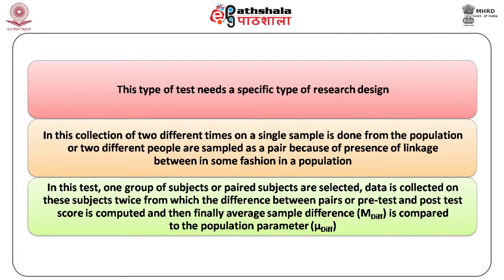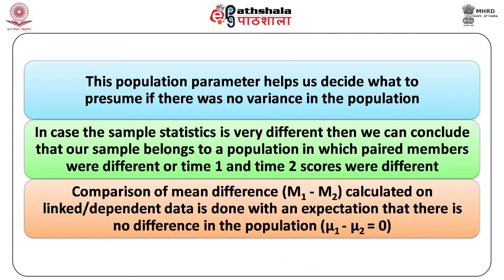twice, from which the difference between pairs, or pre-test and post-test scores, is computed, and then finally the average sample difference MDiff is compared to the population parameter MuDiff. This population parameter helps us decide what to presume if there was no variance in the population. In case the sample statistic is very different, then we can conclude that our sample belongs to a population in which paired members were different, or time 1 and time 2 scores were different.